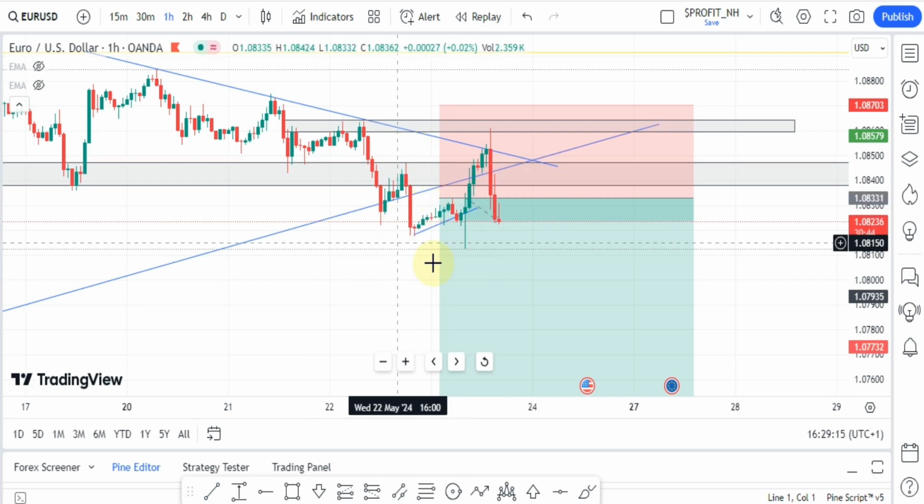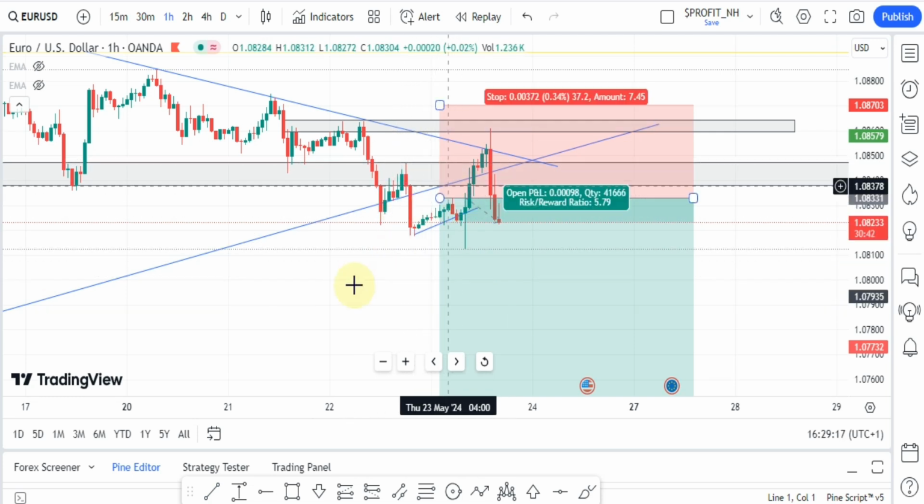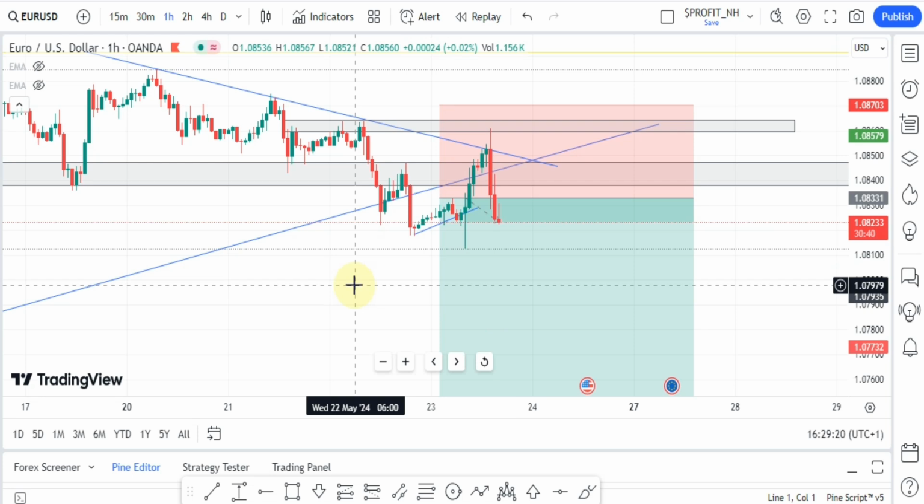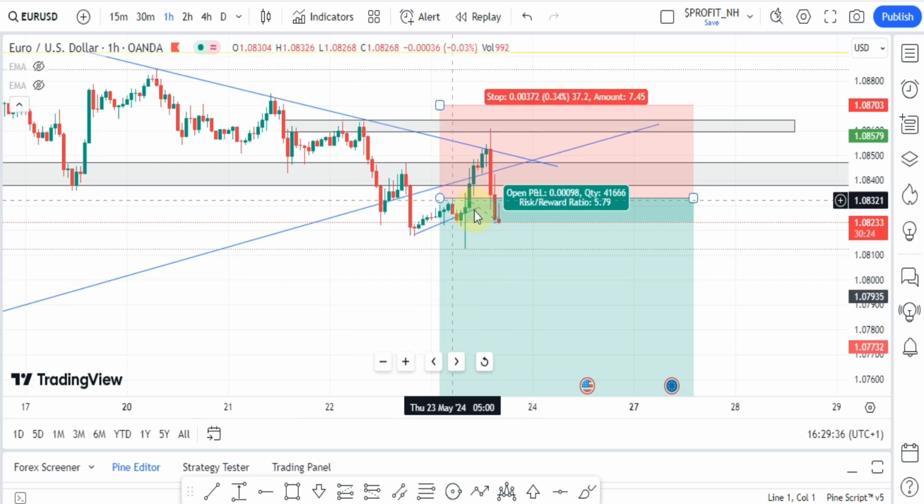So I was expecting it to continue pushing to the downside, but still I was expecting a pullback before we continue pushing to the downside, because normally after a breakout, expect the market to give you a pullback before it continues pushing in your direction. So I didn't wait for the right moment to take this entry. I just went in at this point.